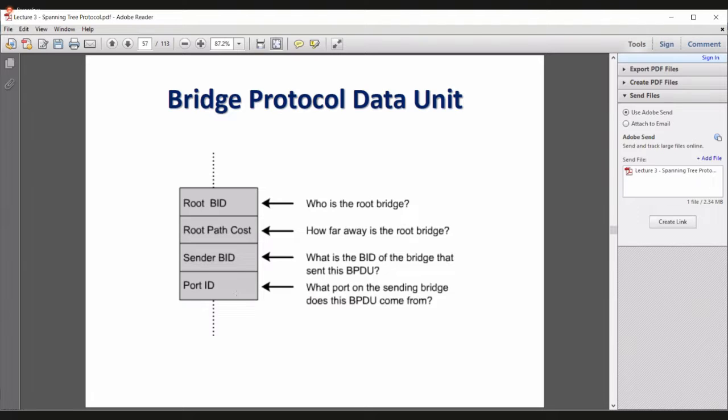Then the port ID. What port on the sending bridge does this BPDU come from? So the sender's port ID. From which port was this traffic generated? Because a switch has multiple ports, in which port has that traffic been generated? That is the idea. Let's understand that, and we will move forward.